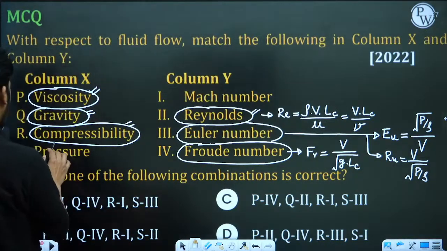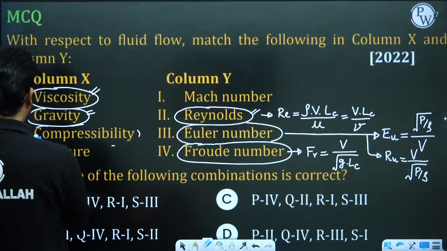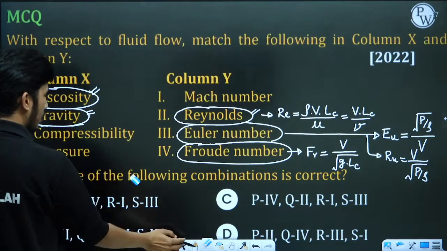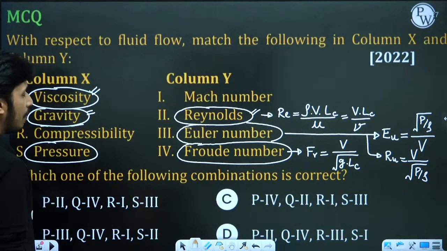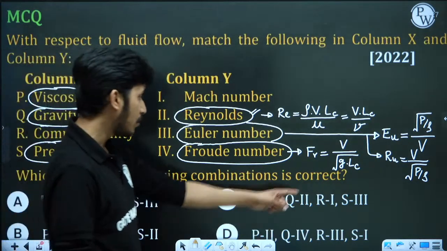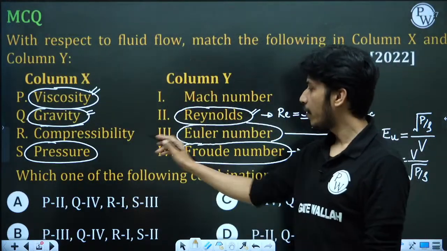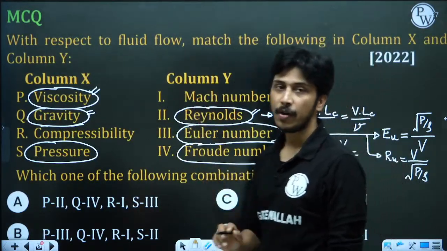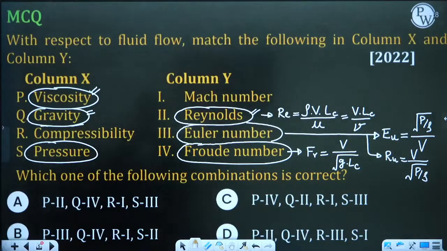Now, what is dependent upon the pressure? Okay, I am sorry, this is not about compressibility, because compressibility is connected with the Mach number. So for the Euler number, it will be pressure. Whenever pressure and compressibility both are there, you connect pressure with Euler and compressibility with Mach. So whenever you have to match, always match compressibility with Mach.